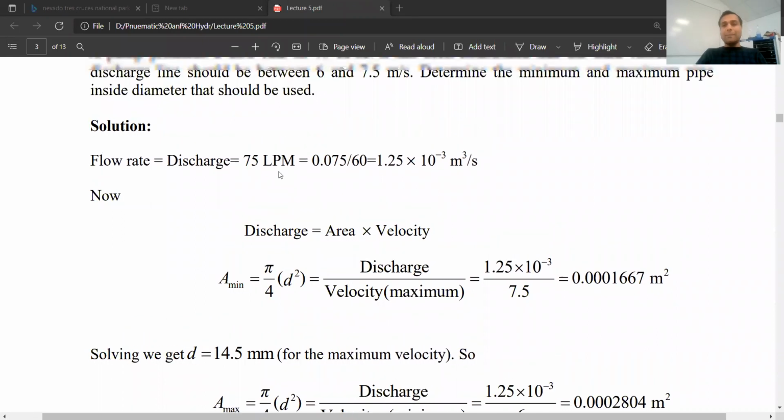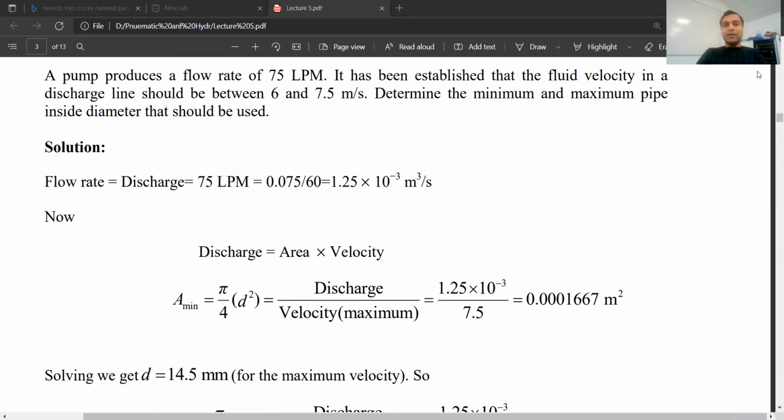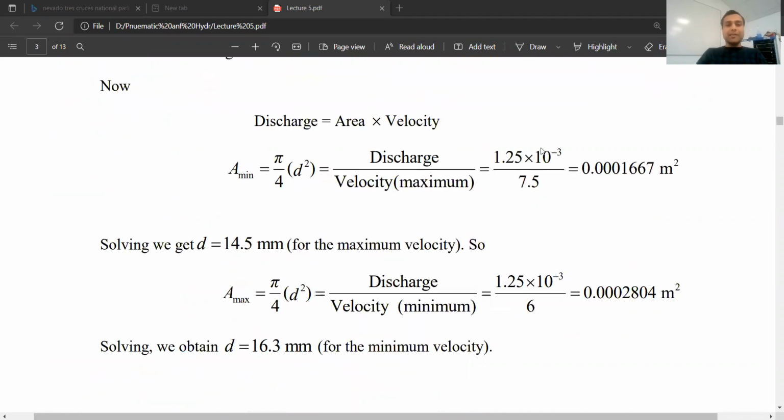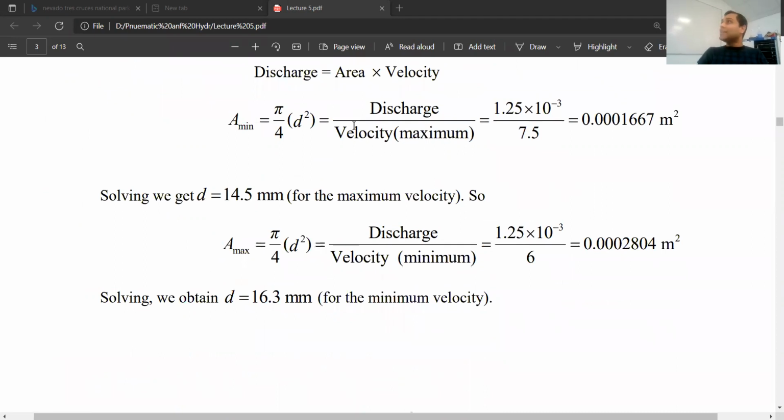Now, because the question is asking us to find out the minimum and the maximum pipe inside diameter, let's find out the maximum one. For maximum, use exactly the same formula, but instead of the minimum, you put the maximum, and instead of the maximum, you put the minimum. So A maximum, the maximum area, is going to be the same formula, but discharge divided by the minimum velocity. Minimum velocity, according to the question, is 6, because the velocity is from 6 to 7.5. So you're going to put that one here, and you can find the maximum area.